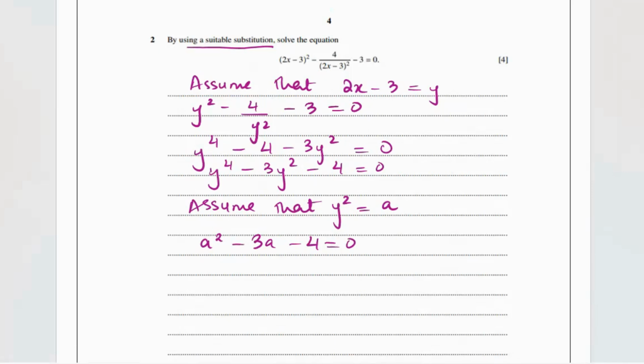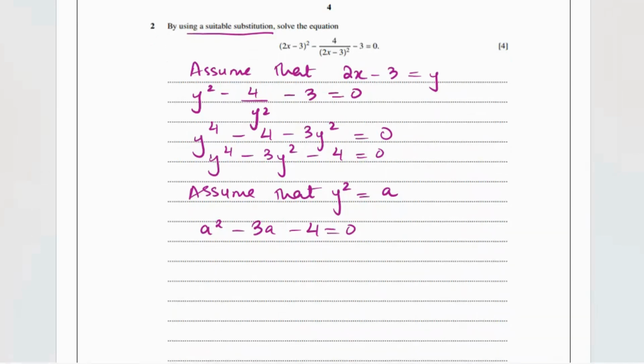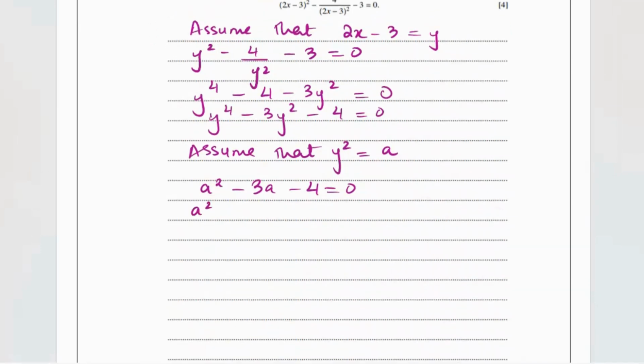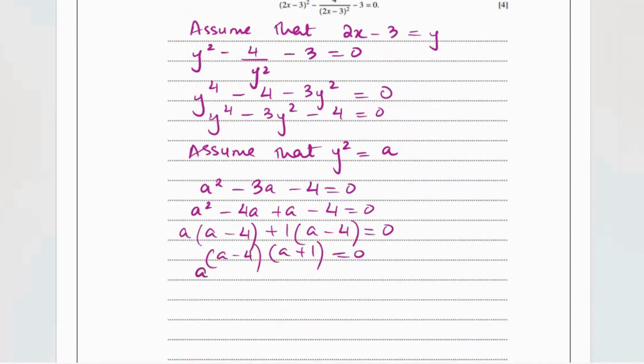So using this equation, first we find the value of a. Using that, we find the value of y, and then we go to the value of x. So it's a step-by-step thing. So if factorize this, a square minus 4a plus a minus 4 equals to 0. A bracket a minus 4 plus 1 bracket a minus 4 equals to 0. A minus 4 bracket a plus 1 equals to 0. So a is equal to 4 and a is equal to negative 1. We have values of a first.